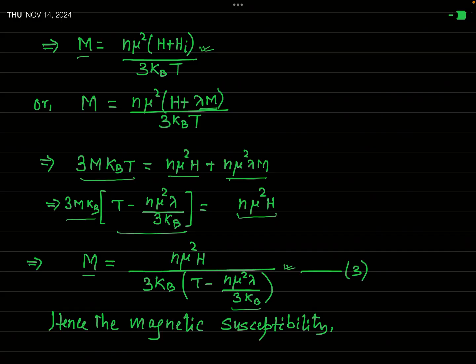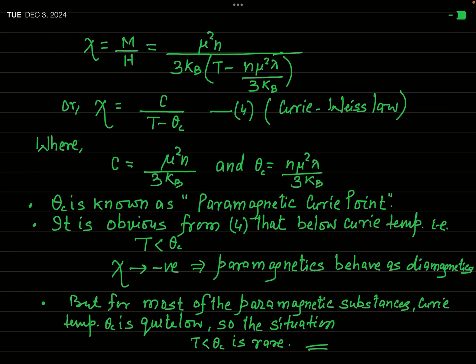This is the expression for magnetization after considering the Weiss modification, or Weiss internal molecular field. Now once you have calculated the value of m, you can easily find the magnetic susceptibility. Magnetic susceptibility chi is given by m over H. So when this m defined in equation 3 is divided by H, the H cancels out, and the expression for chi will be simply n mu square over 3 kB times (T minus n mu square lambda over 3 kB). You can see I have written it here that chi is equal to m over H, and this will be equal to this much.